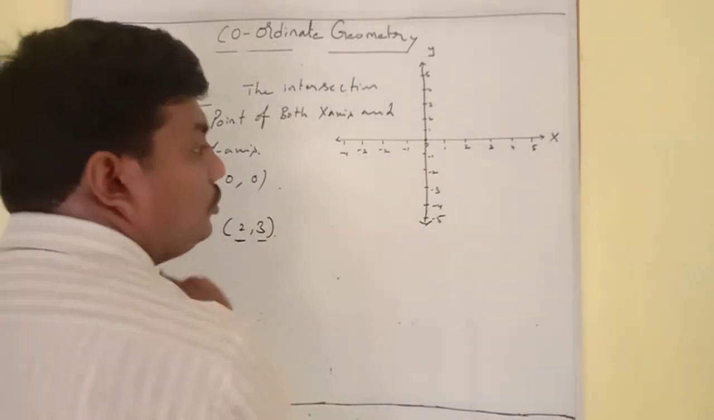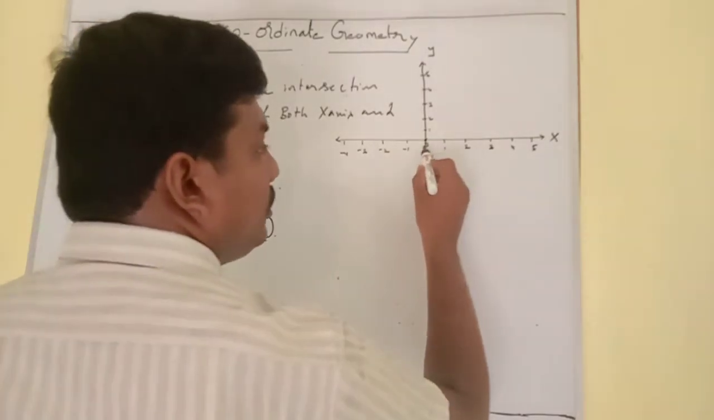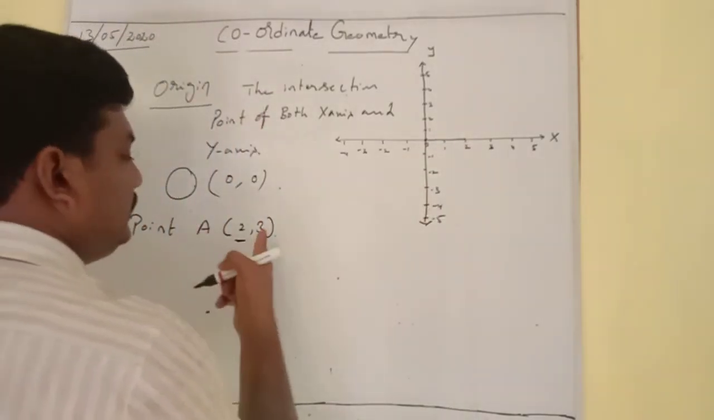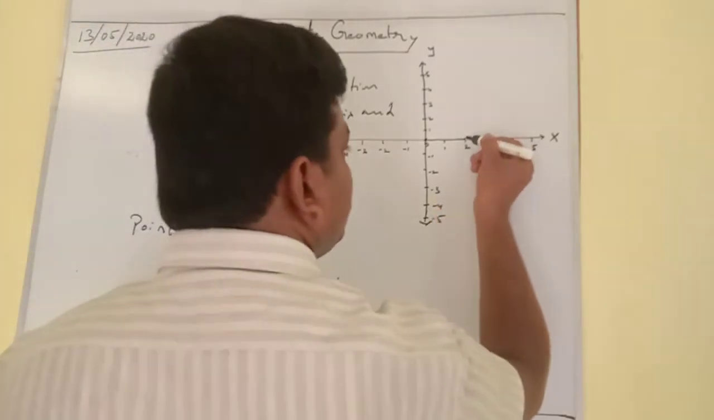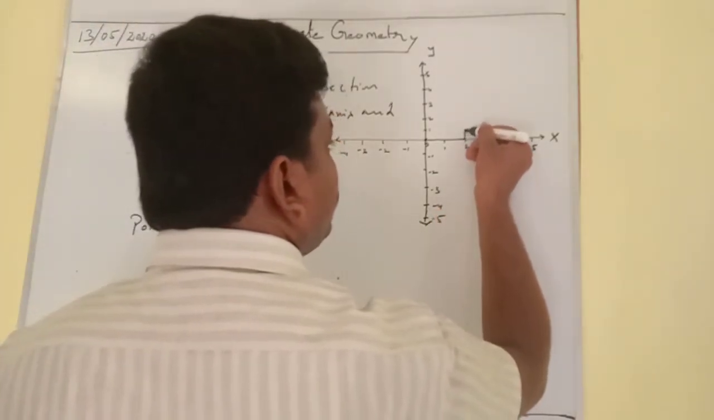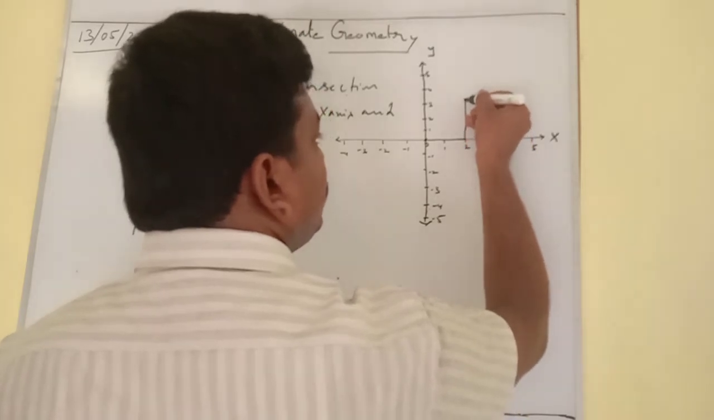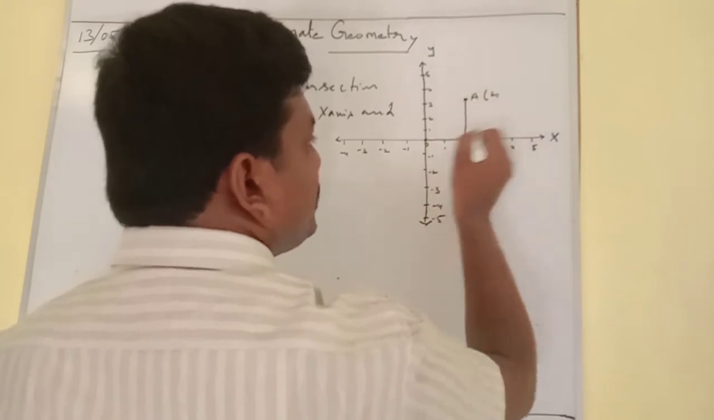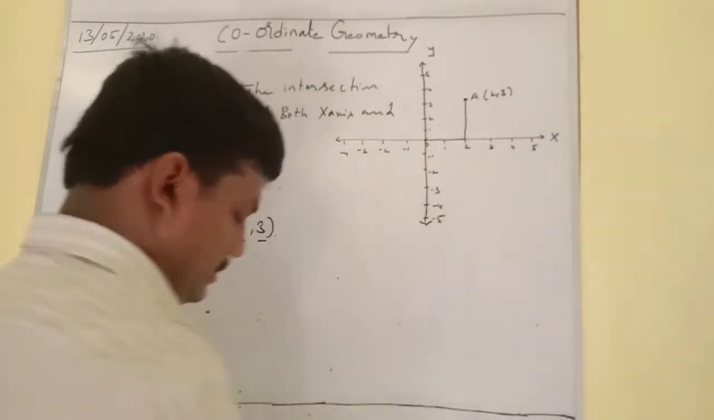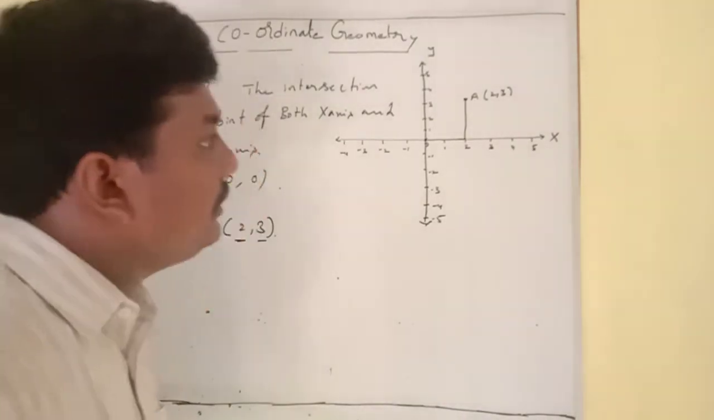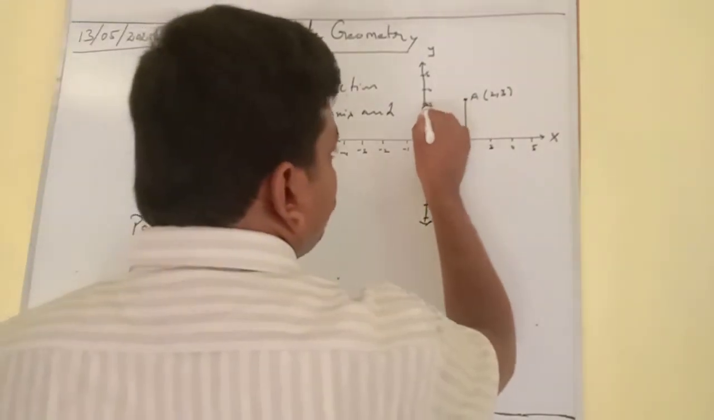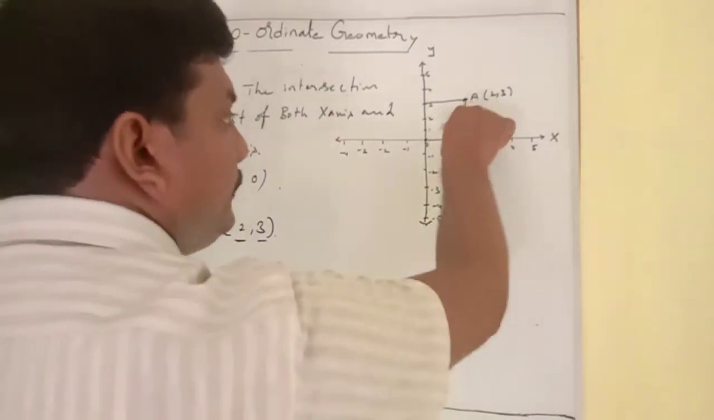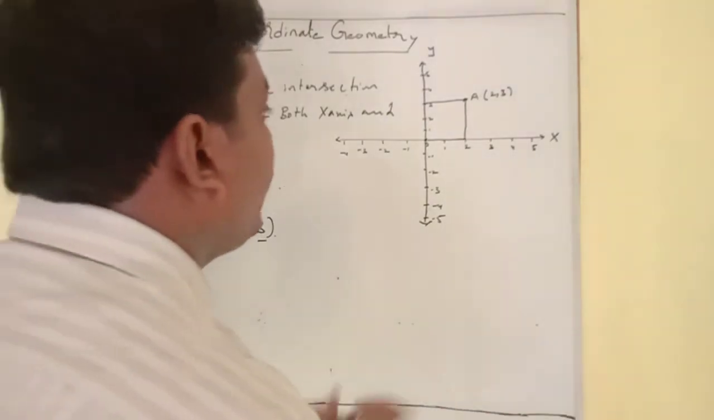Here 2 says that on the x-axis, from the origin, it is 2 units distance. And on the y-axis it is 3 units distance: 1 unit, 2 unit, 3 unit. So this point is A. It is 2 units distance on the x-axis and 3 units distance on the y-axis. So that is called A(2, 3). This is the location of the point. Like that we can locate a point.